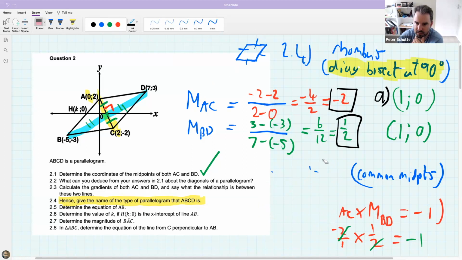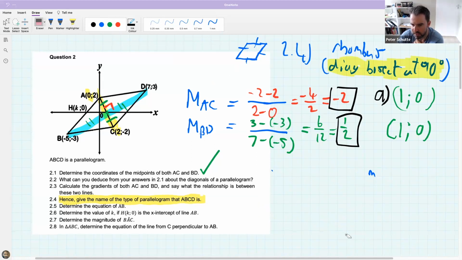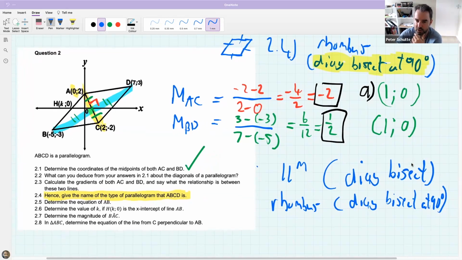Okay, so that was a little bit tricky, but let me just go through some tips. If you want to prove something is just a parallelogram, the quickest way to show something is a parallelogram is to show that the diagonals bisect, and you show that by using the common midpoint idea. If you want to show something is a rhombus, you have to show the diagonals bisect at 90. Okay, so that's the quickest way to show it's a rhombus.